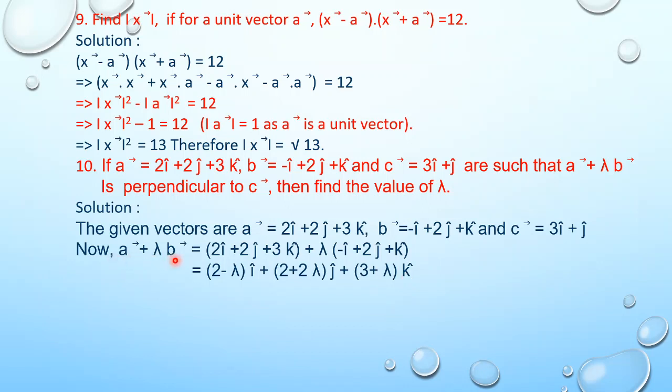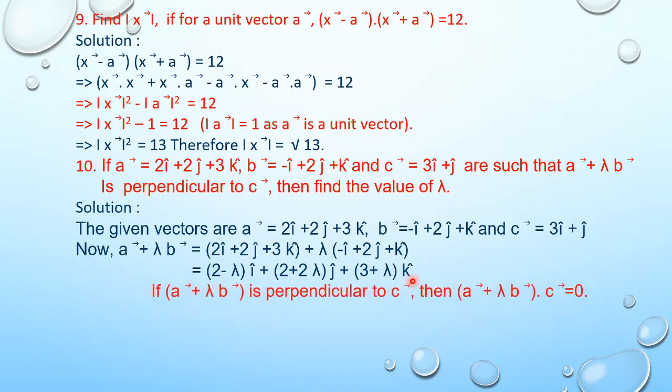Then next, what I need to do? We know that vector A plus lambda B and vector C are perpendicular to each other. So after solving this, we got the new vector, and that new vector is perpendicular to C. We know that when two vectors are perpendicular to each other, their dot product will be equal to 0. Correct? Let me take that.